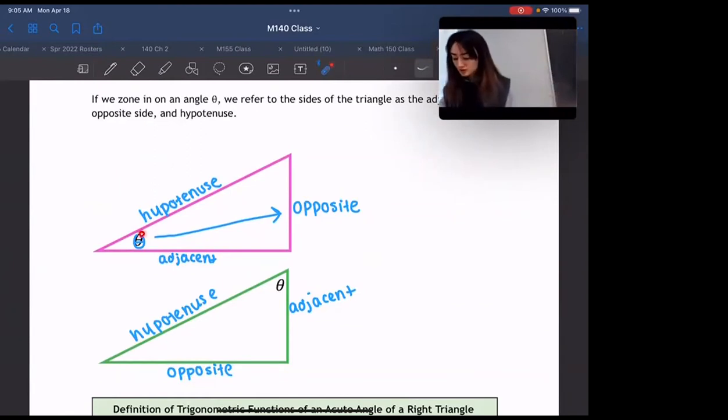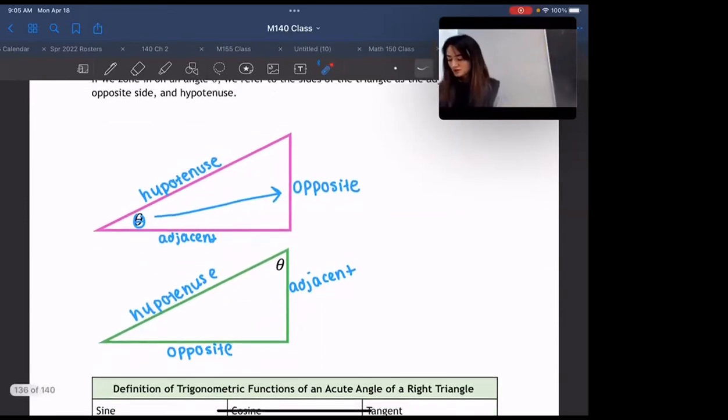So if we decided to zone in on this angle right in the corner, the adjacent side would be the one next to it. Now, when the angle is on the other corner, the adjacent side is the one next to it, and it's actually in a different spot, right? We also talked about the opposite side, which is the side that is opposite to the angle that we're looking at. So the opposite side for the green triangle would be down because the angle is up. Okay. So do we have any questions about, oh my gosh, opposite, adjacent, hypotenuse?